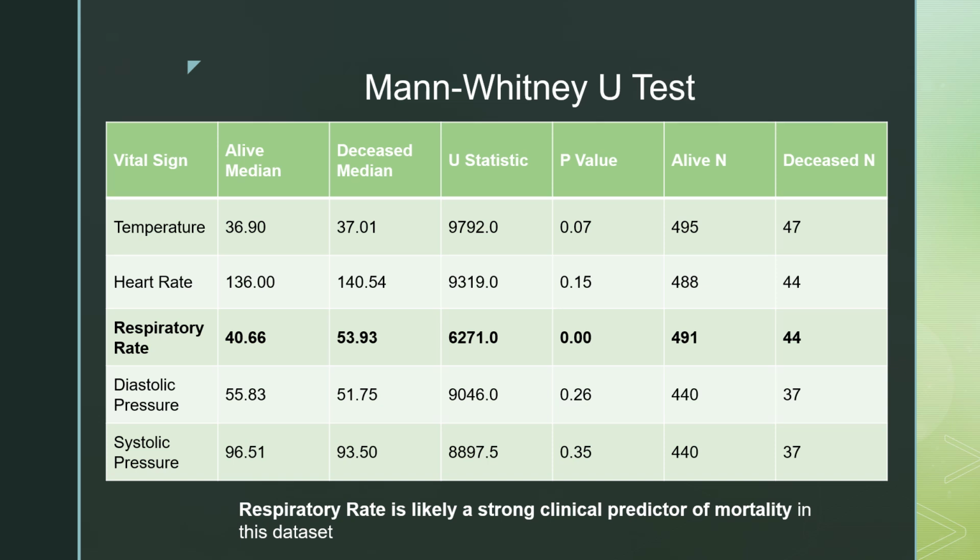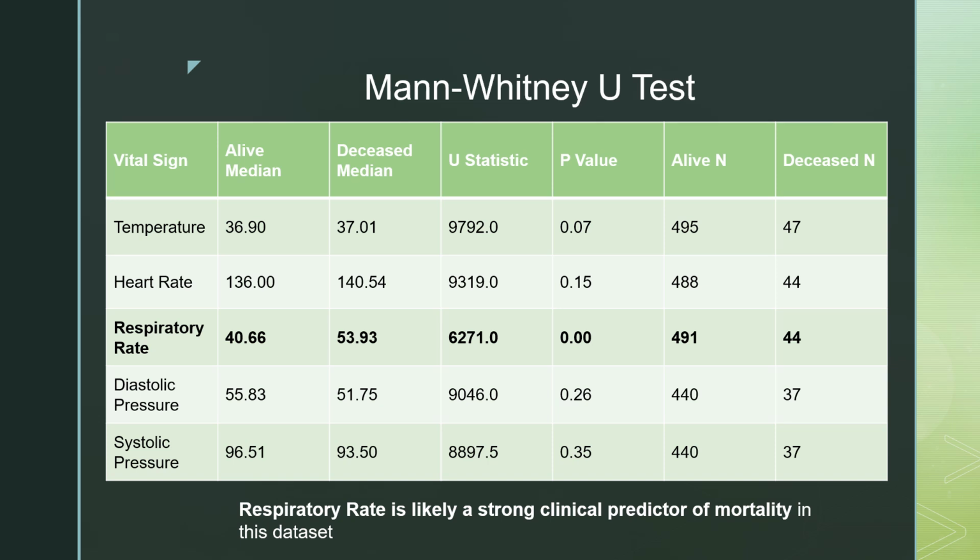Out of all the vital signs, respiratory rate was the only metric showing a statistically significant difference, indicating that patients who died tended to have more abnormal or elevated respiratory rates. We can clearly see that for the deceased, the median value is 53.93 compared to the alive group median, which is 40.66.